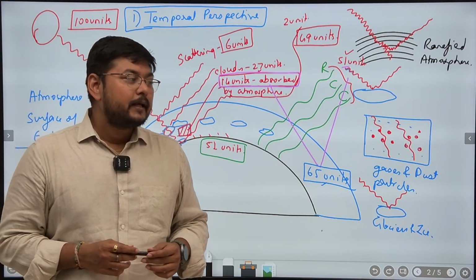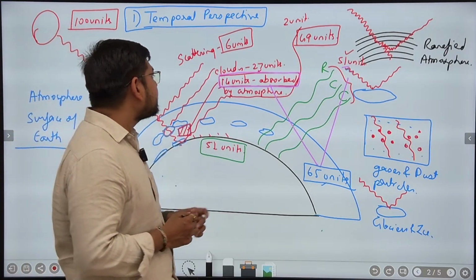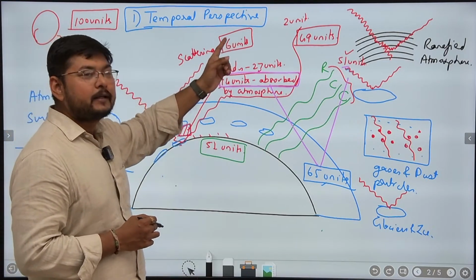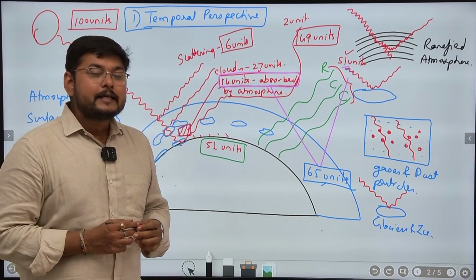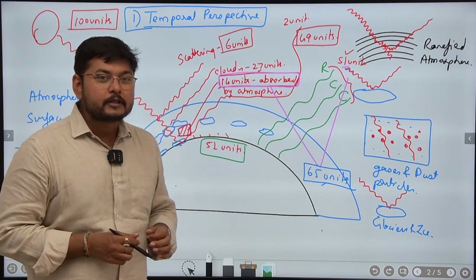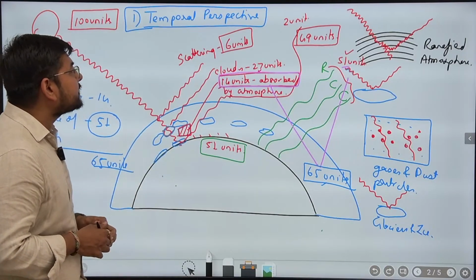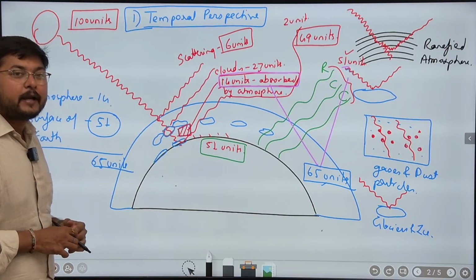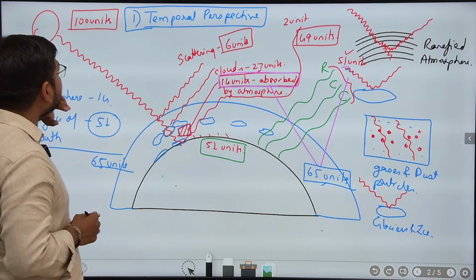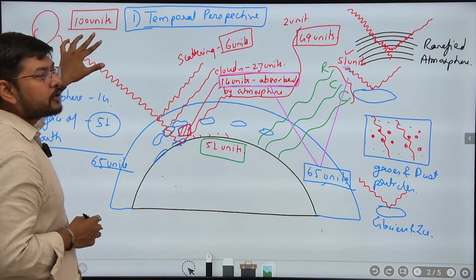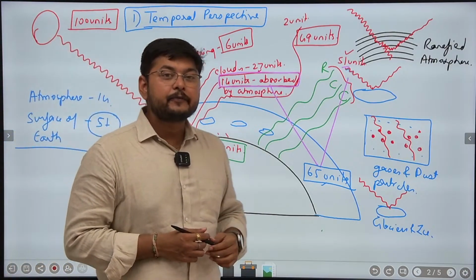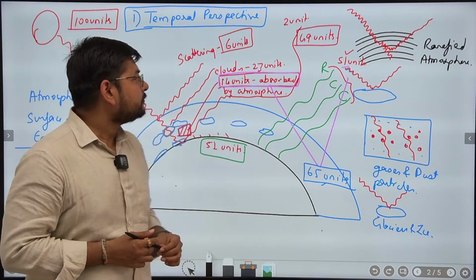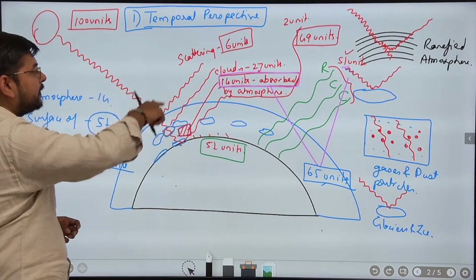And 6 units of energy is scattered back to the outer space. In the starting we can write, consider 100 units of incoming solar radiation. Then we can continue this part.